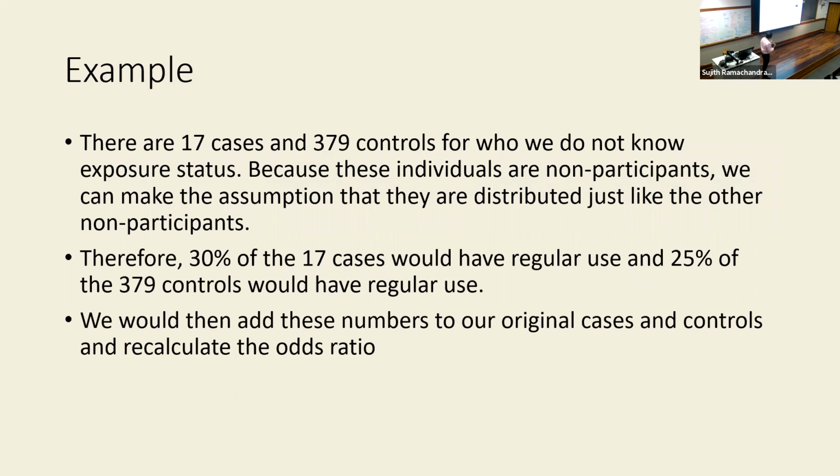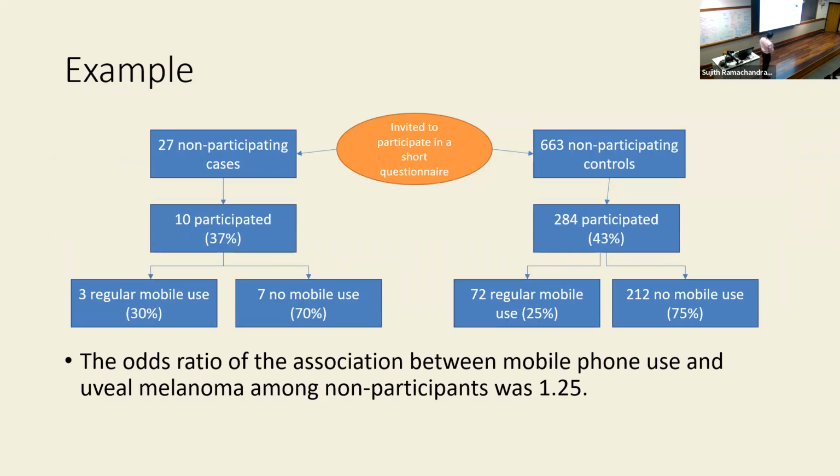So here's how we try and address this problem. Now, we do know that there were 17 cases and 379 controls for whom we do not know exposure status. Who are these people? These are the 17 people that did not answer this short questionnaire and the 379 people that did not answer the short questionnaire. These are individuals that did not participate in the main interview study and they did not respond to the short questionnaire, right? So we don't know the probability of exposures or outcomes in those people.